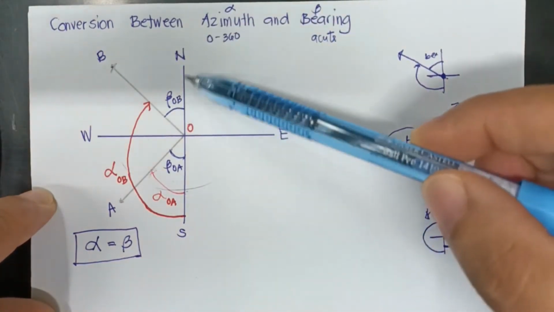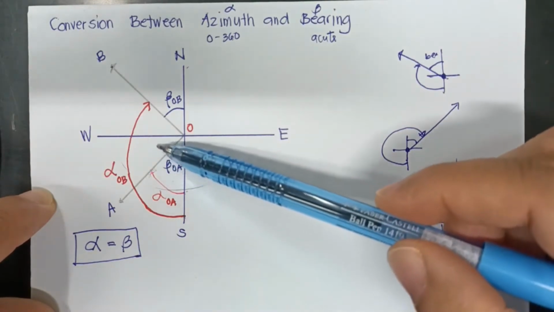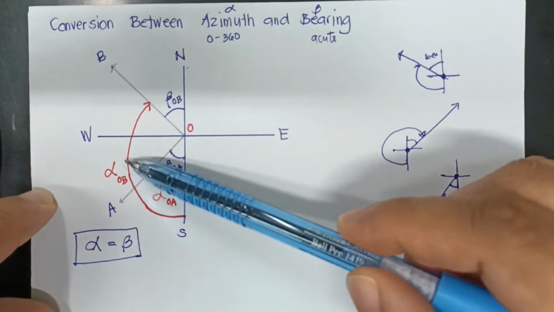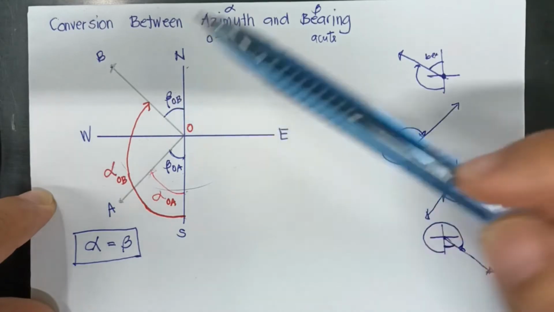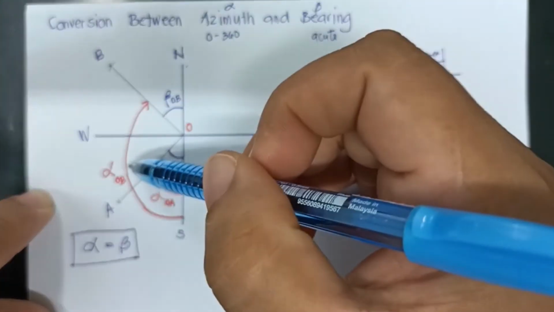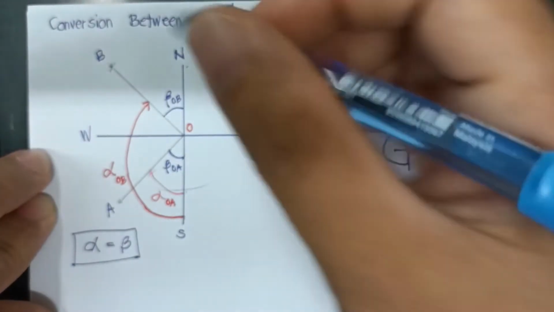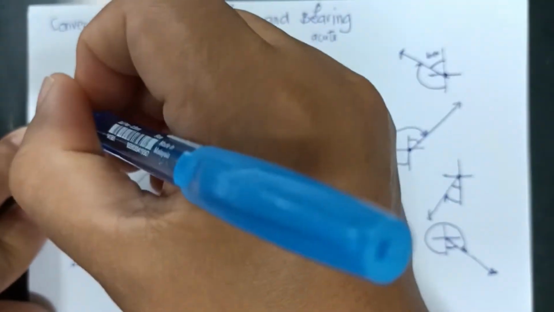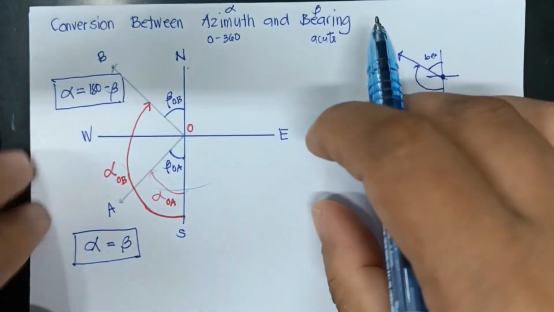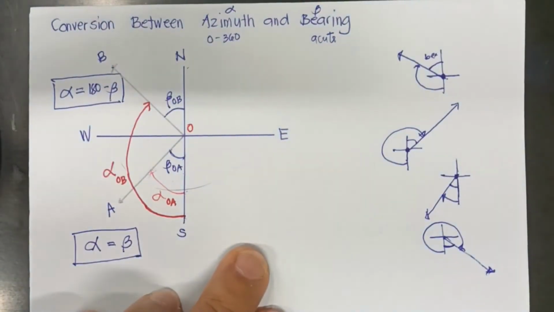If we look at this one, this is a straight line, in other words, a straight angle. The sum of the azimuth and the bearing is equal to 180 degrees. Therefore, we can say that the azimuth is equal to 180 degrees minus the bearing. This is the general formula in converting the bearing to azimuth if it falls in the northwest quadrant.